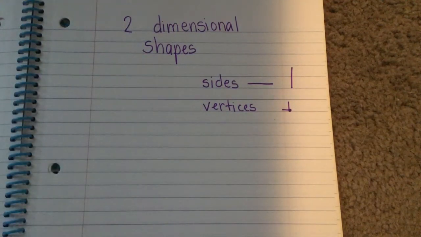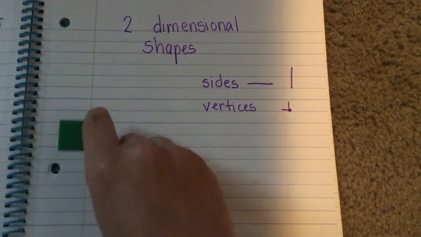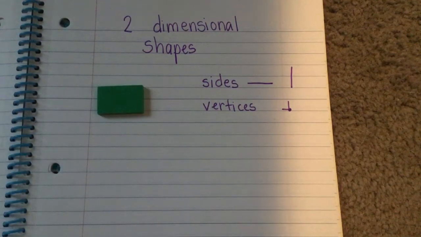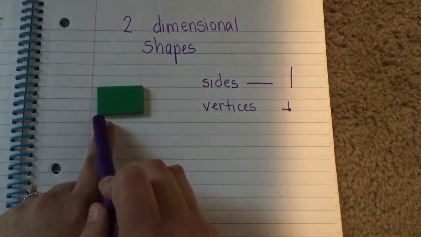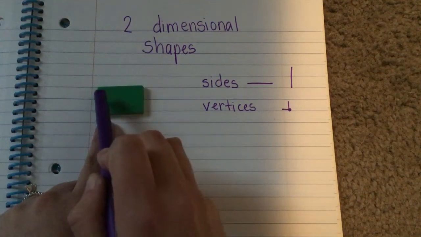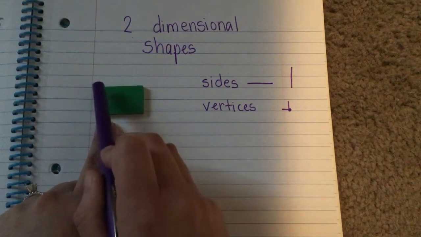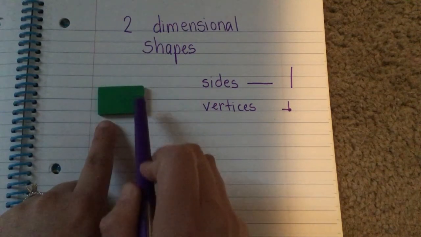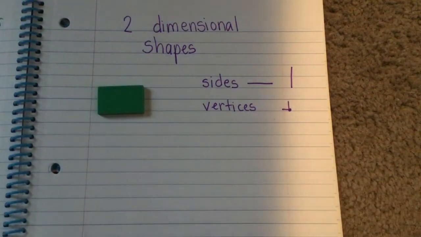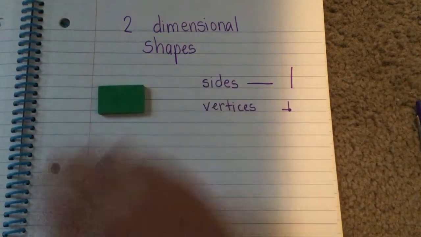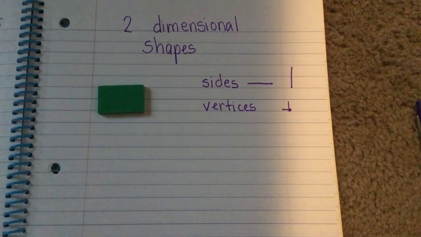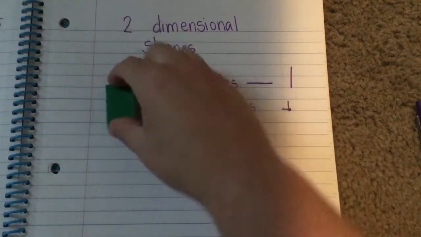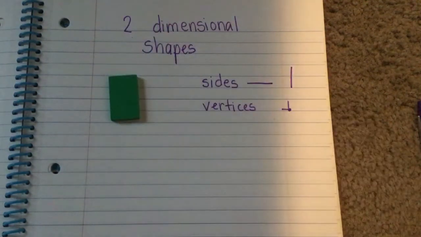The next shape I'm going to look at is a rectangle. A rectangle does have sides and it does have vertices. If you look at the rectangle, it has 1, 2, 3, 4 sides, and it has 4 vertices. 4 sides, 4 vertices. Sometimes people try to trick you by changing the direction of the rectangle. Even if we turn the rectangle this way, it's still a rectangle.